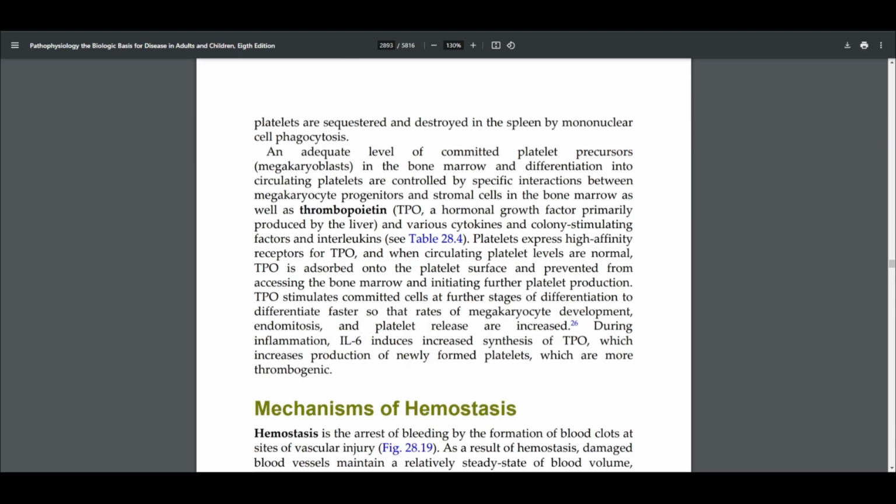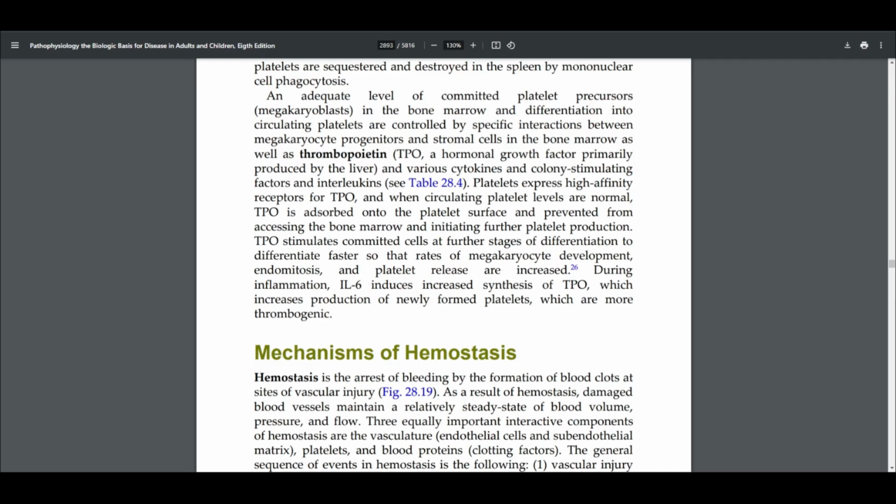An adequate level of committed platelet precursors in bone marrow and differentiation into circulating platelets are controlled by specific interactions between the megakaryocyte progenitors and stromal cells in the bone marrow, as well as thrombopoietin and various cytokines, colony-stimulating factors, and interleukins. Platelets express high affinity receptors for TPO, and when circulating platelet levels are normal, TPO is absorbed into the platelet surface and prevented from accessing the bone marrow and initiating further platelet production.